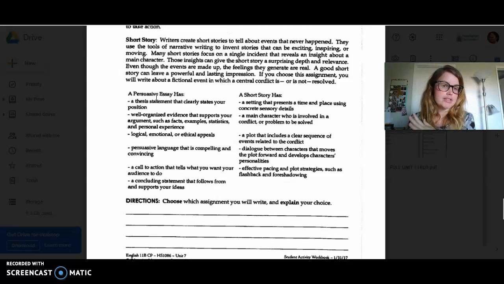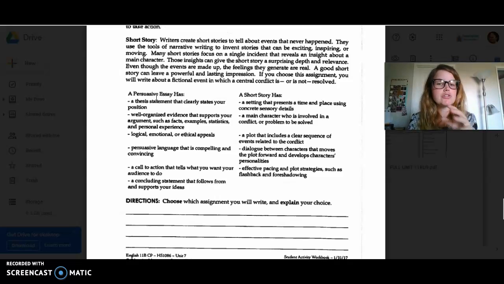That's a persuasive essay. A short story has a setting with a time and a place with concrete sensory details. Remember, sensory. Seeing, smelling, tasting, hearing, touching, right? That's your sensory details. You have to include things that reach that if you do this short story.